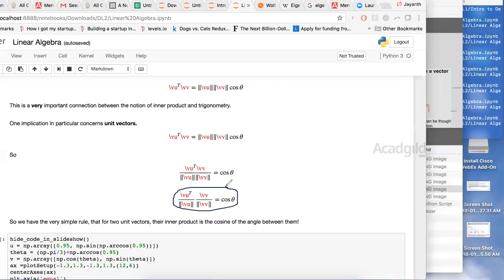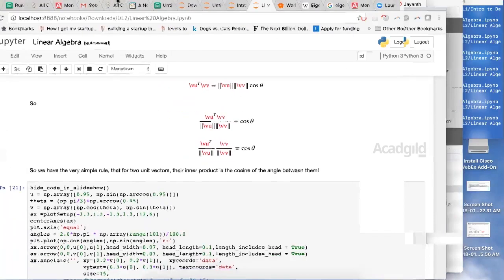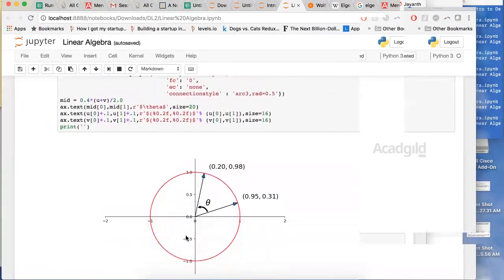So cos theta is just the inner product of the two vectors. Maybe as a small exercise, can you find out the angle between these two vectors, guys? As a classroom exercise, feel free to use your pen and paper and calculator.